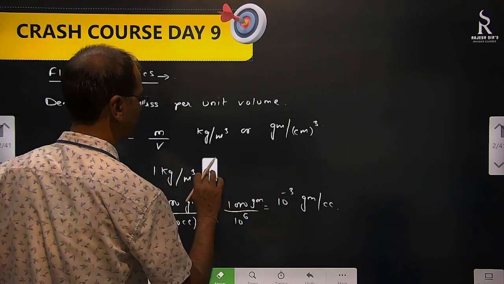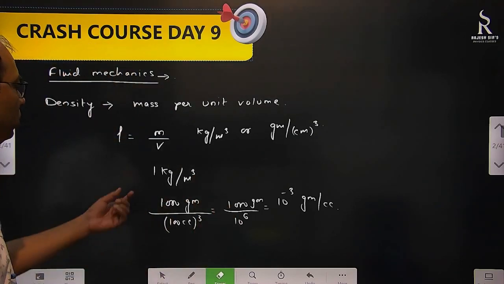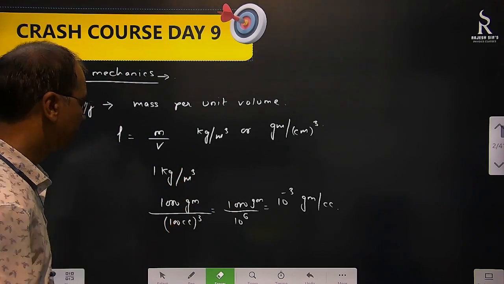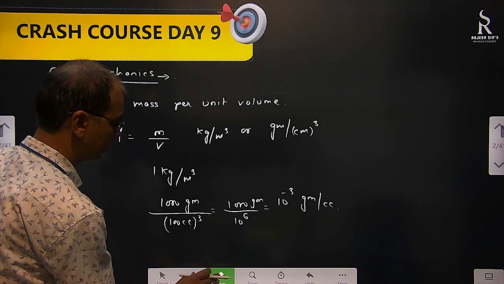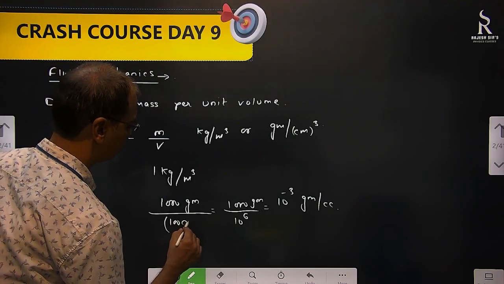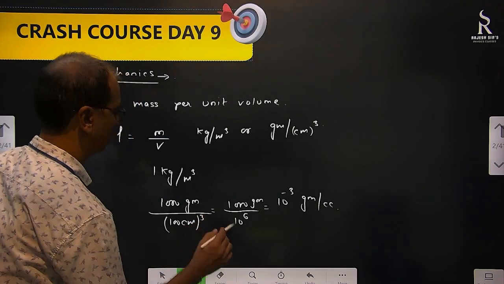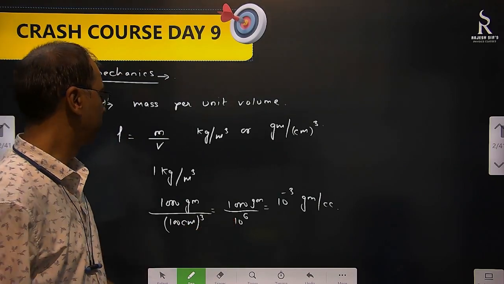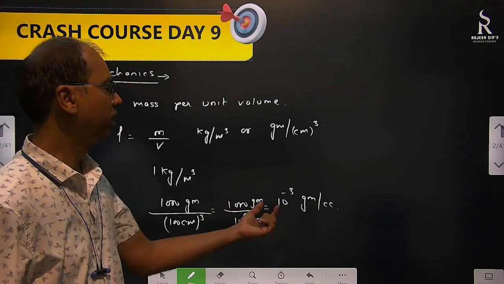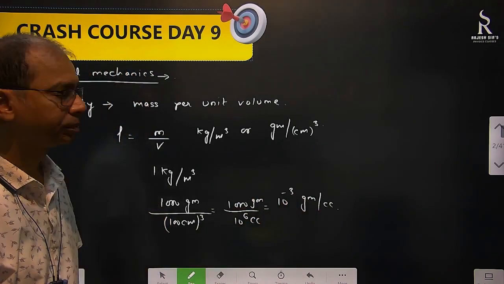Okay, check. Have I done it correctly or not? Let's check it first. 1 kg per meter cube. 1 kg is equal to 1000 gram. 1 meter equals 100 centimeters, so not cc, centimeter. Right. So now 10 to the power 6 cc, centimeter cubed. So what we got is 10 to the power minus 3 gram per cc.